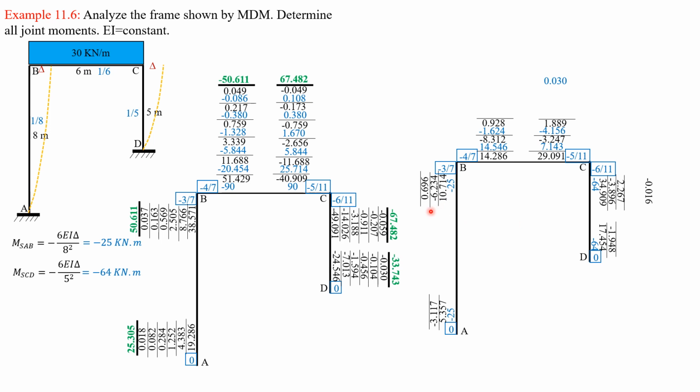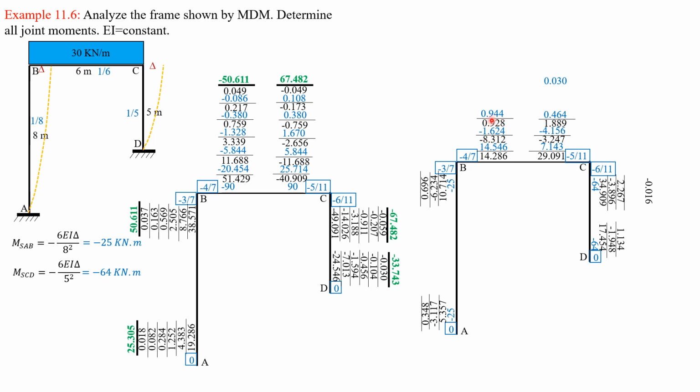Then carry over 0.696 half, put it here, lakh partially. Half of 1.889, 0.944, half of 0.928, 0.464, then half of 2.267, 1.134 lakh partially. 0.944 times negative 4 over 7. So it is a repetitive process. I hope that you mastered the process already.